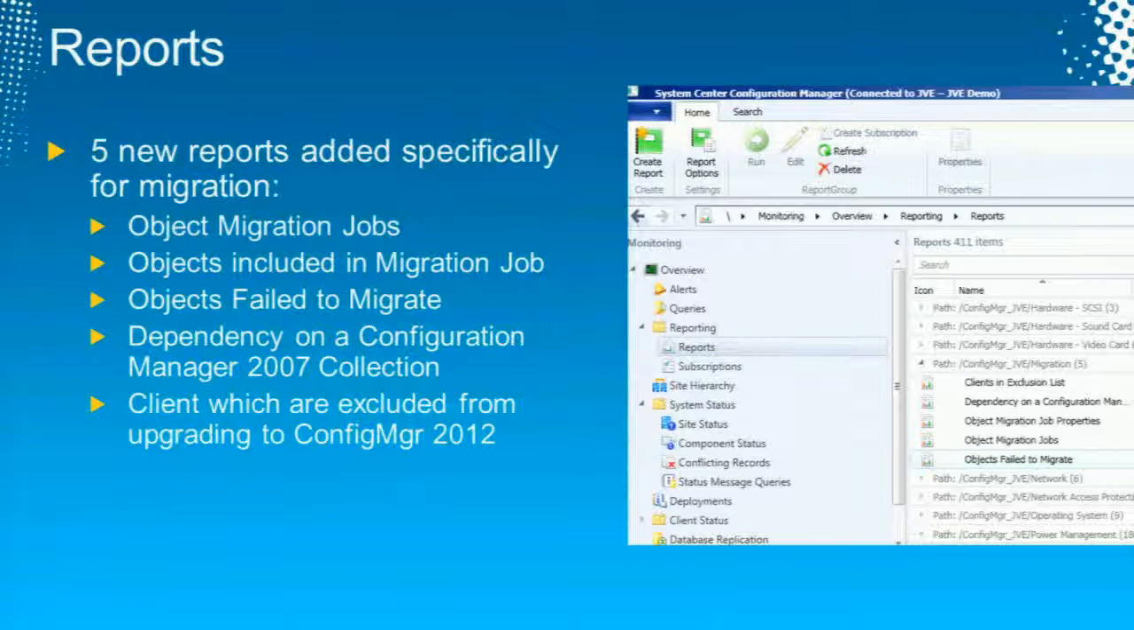Object migration jobs will show you all the individual jobs and the objects that were migrated over in those jobs, with success and failure status of those migration jobs. The second one is objects included in migration jobs. So the individual software update lists, the individual OS images, the individual collections that got migrated over, as opposed to just the job of success or failed, which the first report is. Objects failed to migrate. Obviously, it's important to know what couldn't be migrated over. Dependencies on a 2007 collection. I'll talk about that as we get into collections here momentarily. And then clients which you said not to upgrade, which you excluded from the upgrade process.